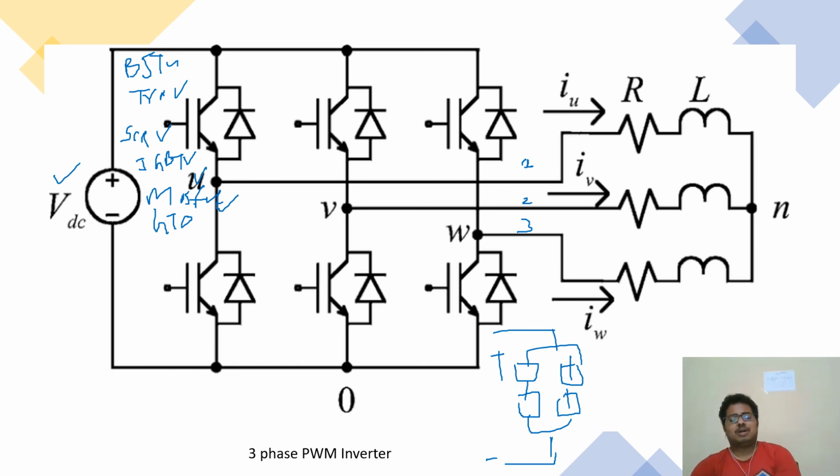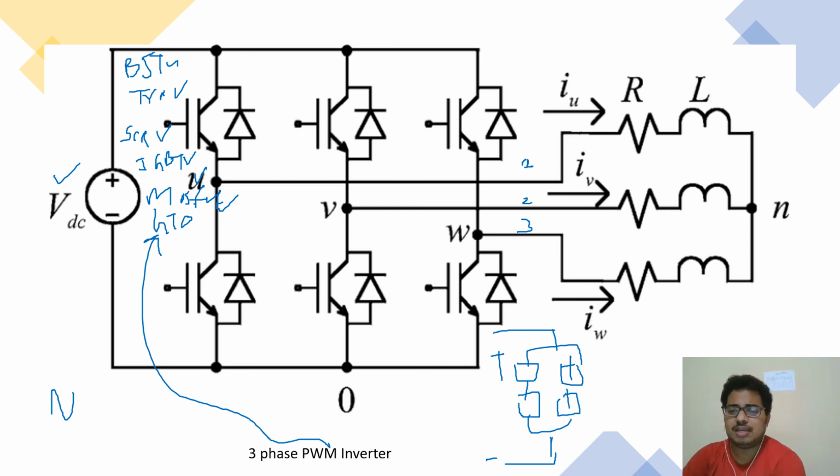PWM is one of the techniques used for giving pulses to these devices, the firing circuits. One is sinusoidal pulse width modulation. There are different techniques, and surely we are going to discuss them in our next sessions. Hope this video is an initial step for all of you.